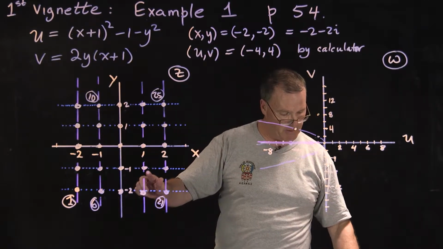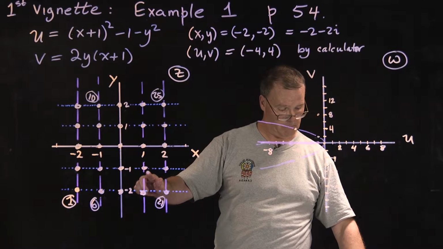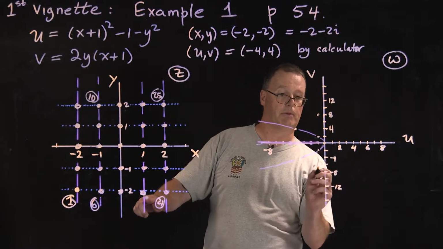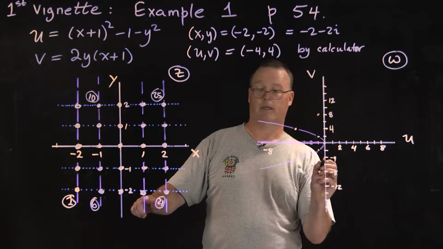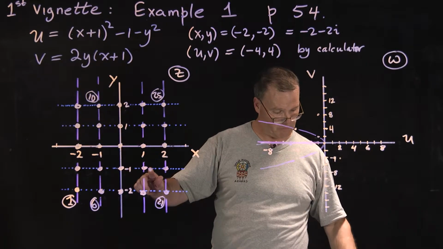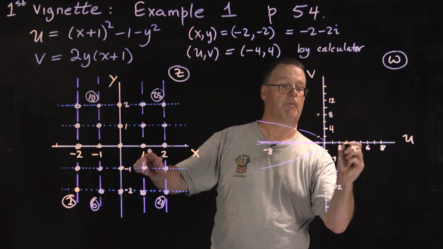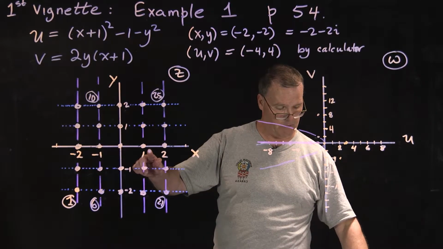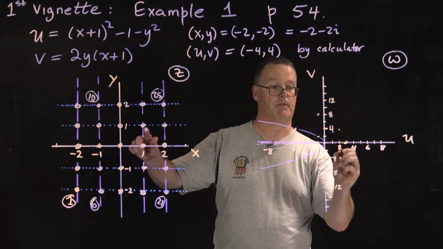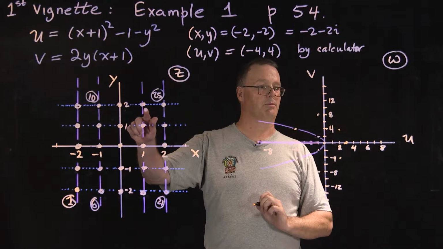This point gets mapped to 2 and -4. I've done it again. This point gets mapped to -1 and -8. And this one gets mapped to 2 and -4. This one gets mapped to 3 and 0. This one gets mapped to 2 and 4. So that's the symmetric image of this one. And this one gets mapped to -1 and 8. So those points are the same.